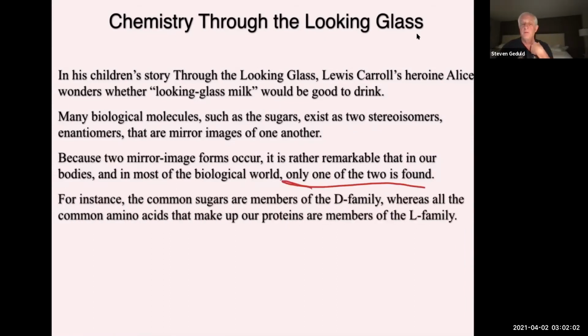For instance, the common sugars are members of the D family, whereas all the common amino acids that make up the proteins are members of the L family. So all the sugars in our body are D, and all the amino acids are L. D and L just refers to how the image rotates polarized light.